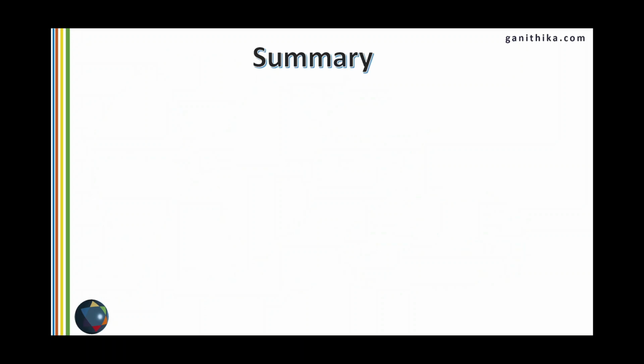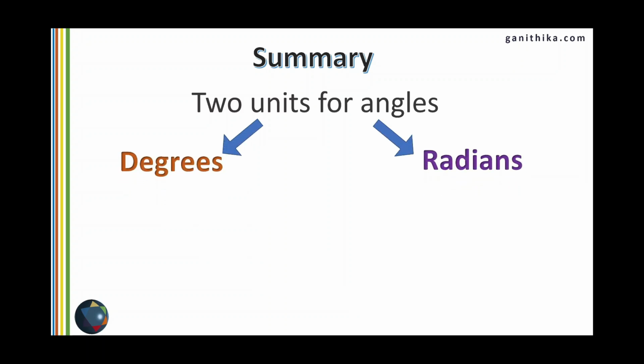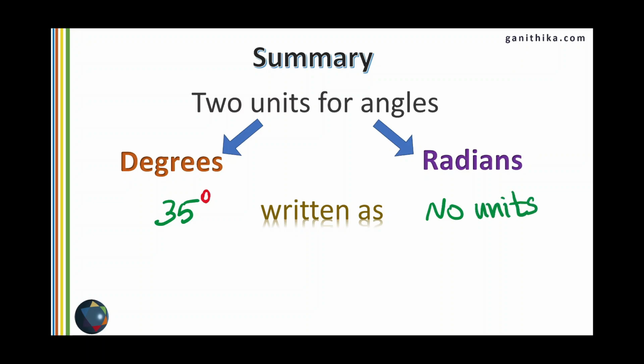Let's summarize what we just learned. We learned 2 units for angles. In fact, there are more units that are used to measure angles, but in this case we just saw 2 of them, degrees and radians. Degrees are written with a small circle on the top of the number. So 35 degrees is written like this, whereas for radians we don't write any units. We just write the number of the measure.